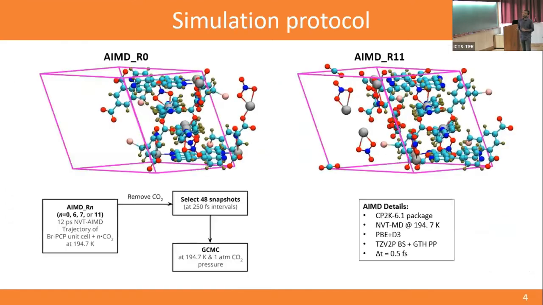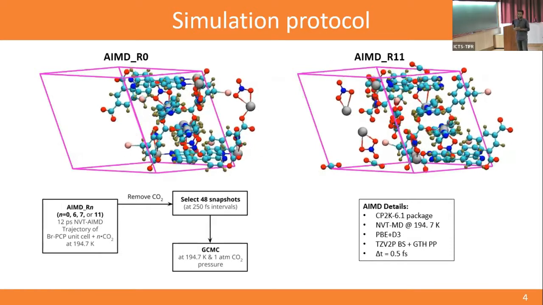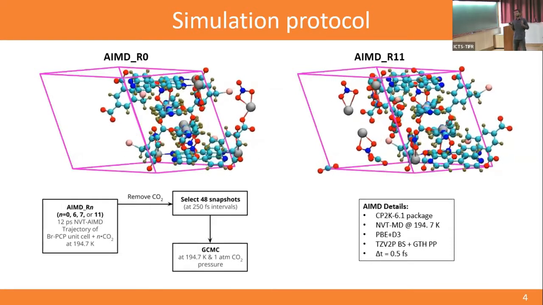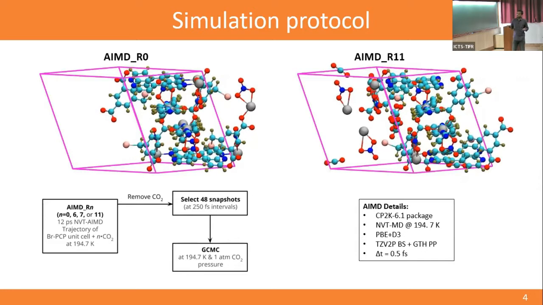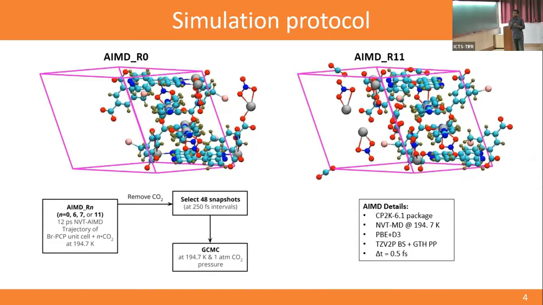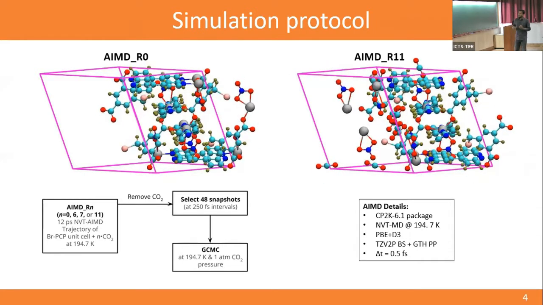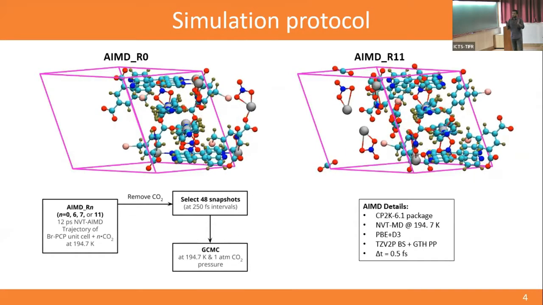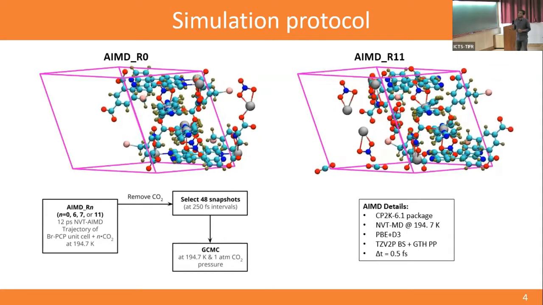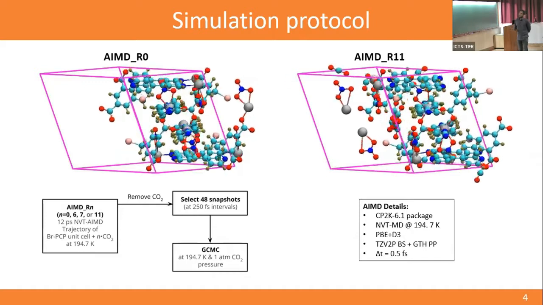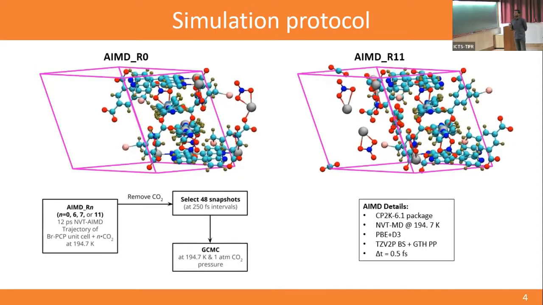I'll briefly go through the simulation protocol and why I employed this protocol. First, the problem with GCMC is it assumes a rigid framework. Once I set a framework, it doesn't change during the entire course of the simulation. So in order to incorporate the effect of flexibility and the effect of the gas presence on the framework, I do a combination of GCMC and ab initio MD. I take 2 unit cells of bromine PCP, one which does not contain any guest molecules, and the other which is loaded with 11 carbon dioxide molecules.